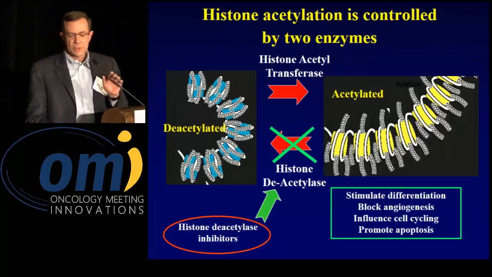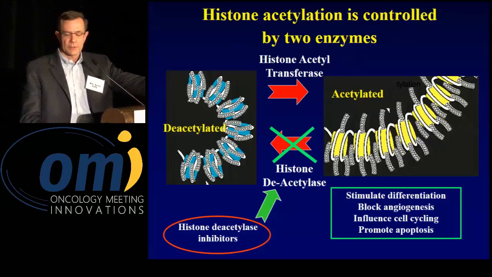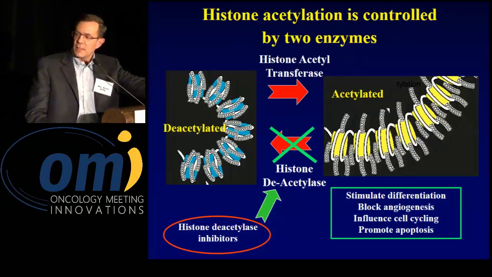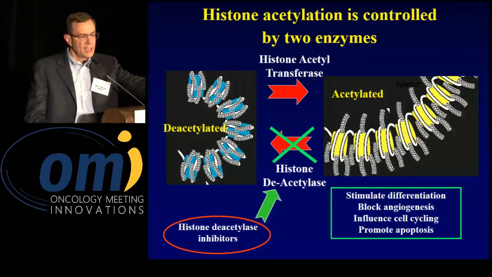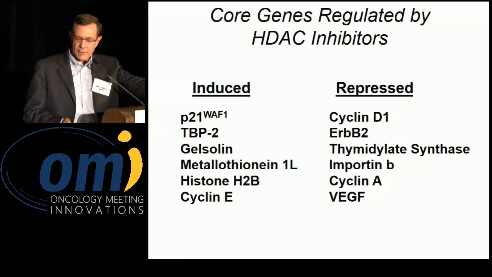Again, just a cartoon showing how HDAC inhibitors work. You know, we have histone acetyltransferases, which acetylate the histones, and you unravel the histones and open up the DNA. The histone deacetylase removes the acetyl groups, and it closes up the histones around the chromosome there. And that stimulates different downstream effects.